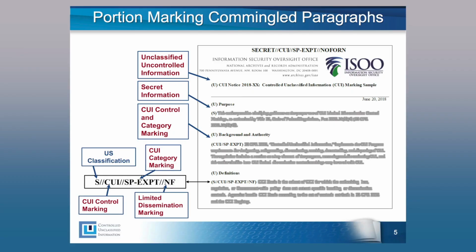As I said at the beginning, it is recommended to avoid commingling CUI and classified information in the same paragraph. However, in some cases it may be unavoidable. This slide gives an example of portion marking a paragraph that contains both secret information and CUI. As you can see, in the portion marking you first indicate the presence of secret information. Then you indicate the presence of CUI, the category, and any limited dissemination controls. Remember that the CUI control marking and the US classification are separated by 2 forward slashes. This is because major elements are separated by 2 forward slashes, and like elements are separated by a single slash.